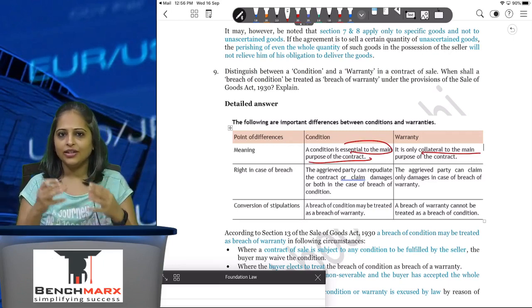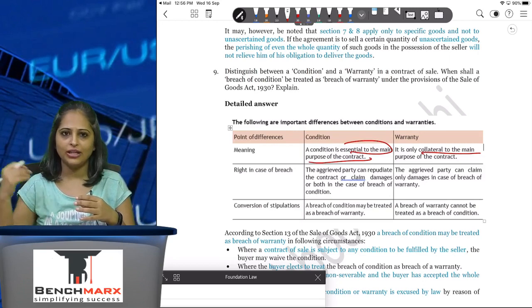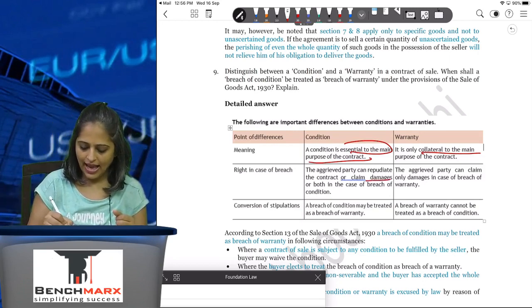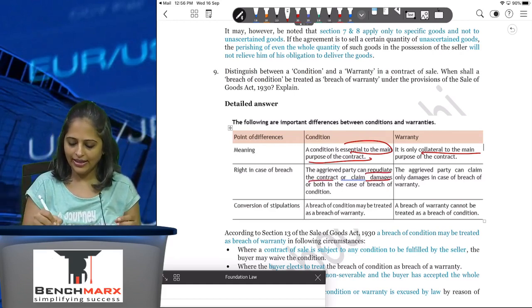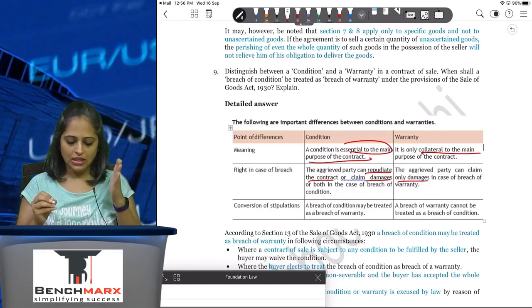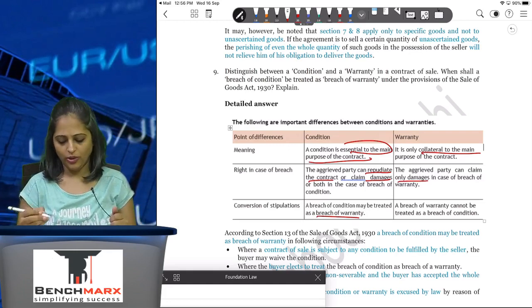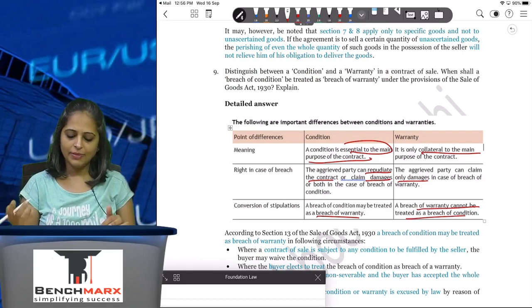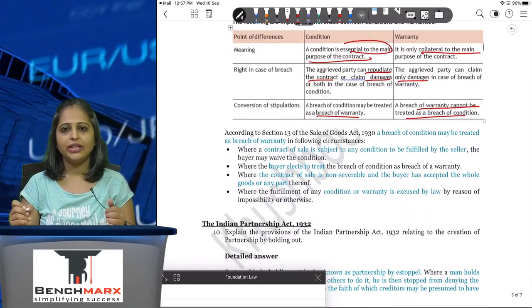Aggrieved party, if the condition has been breached, you've given me a car which you know that I'm relying on you, and you know that this car is not going to take me all the way to Himalayas, then I can claim damages and I can repudiate the contract. I can do both. But when there is breach of warranty, I can only claim damages. A breach of condition may be treated as breach of warranty. I may treat it as a breach of warranty, but a breach of warranty cannot be treated as a breach of condition.